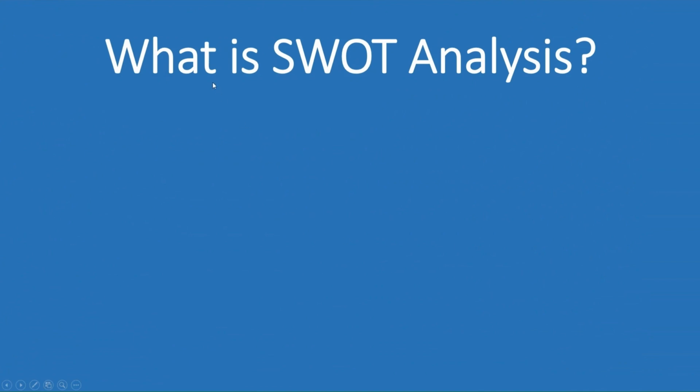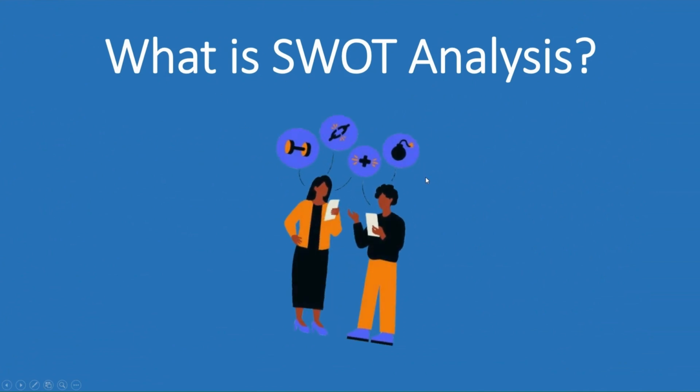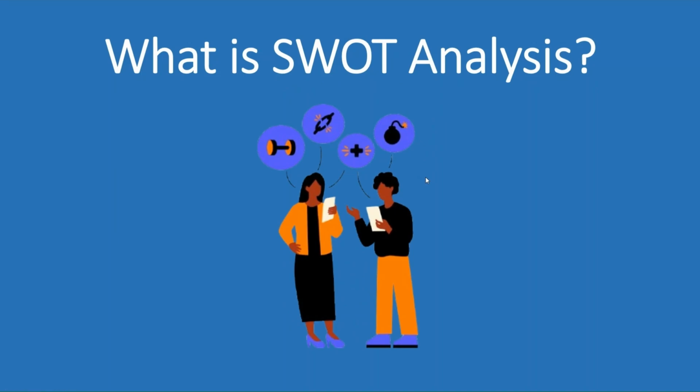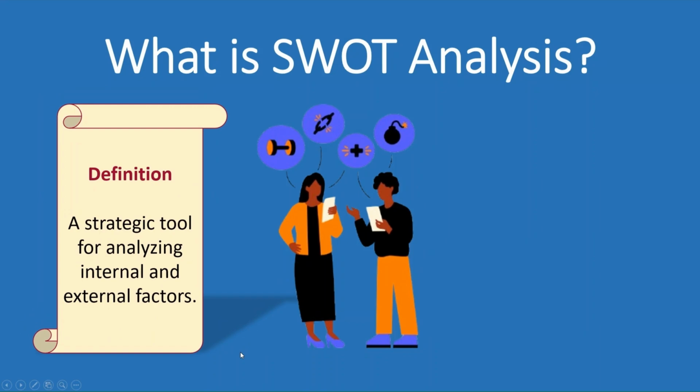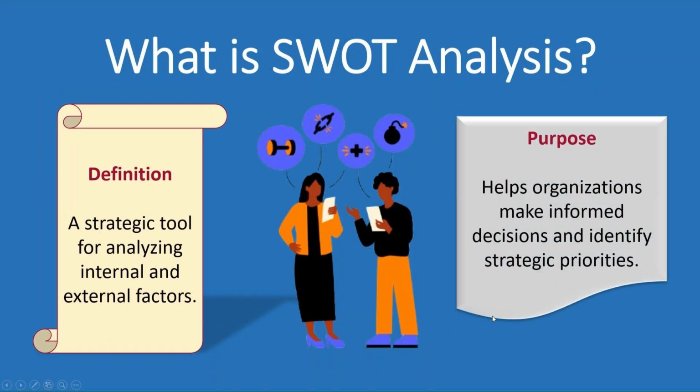Let's start by defining SWOT analysis. SWOT stands for strengths, weaknesses, opportunities, and threats. It's a strategic tool that helps organizations analyze both internal and external factors affecting their performance. The purpose of the SWOT analysis is to help organizations make informed decisions and identify strategic priorities.